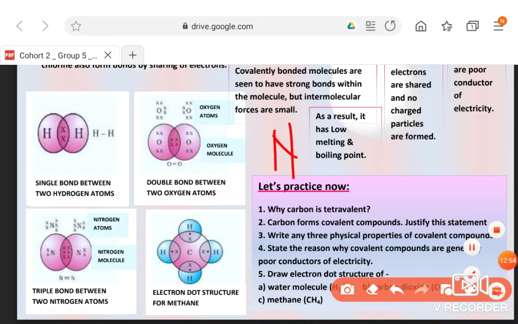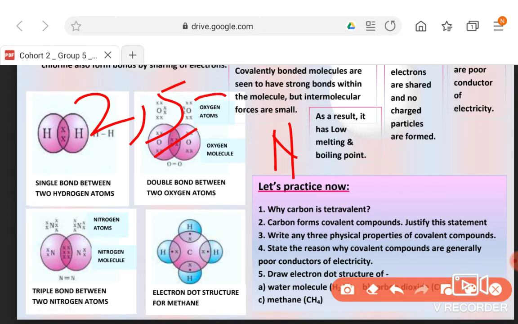Similarly, in the case of nitrogen, its atomic number is 7, as you all know. So its last shell will contain 5 electrons. When we write the electronic configuration, its valency will be 3, as it requires 3 electrons. So it will share 3 electrons with another nitrogen atom if it forms a bond with another nitrogen.